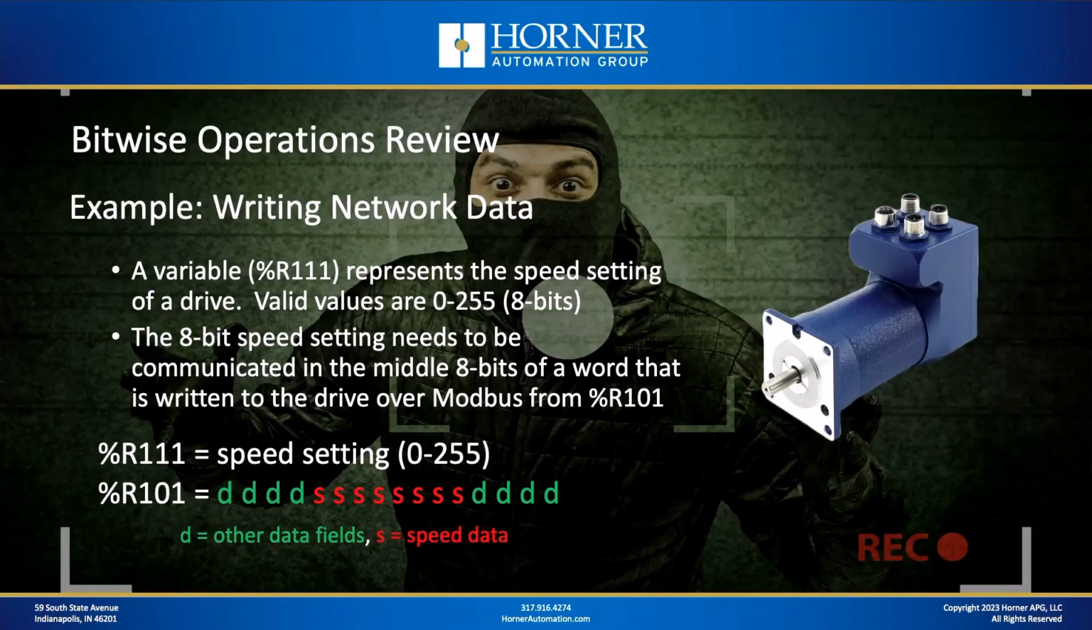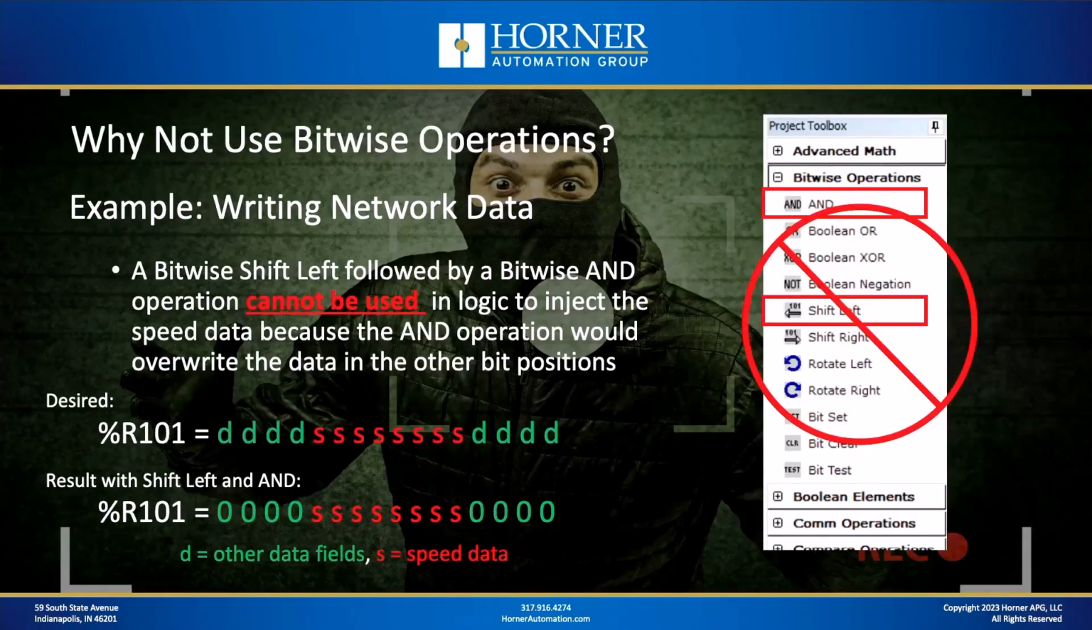Let's say that's the goal of the application. At the bottom there, you can see we're going to take our speed setting from 0 to 255, and we want to place it where you see the S's in R101, the 8 middle bits in that particular register. Okay, so what about just using the bitwise operations we just did? Why don't we do the shift first, to move the data where it needs to be, and then do the AND after that to accomplish what we want?